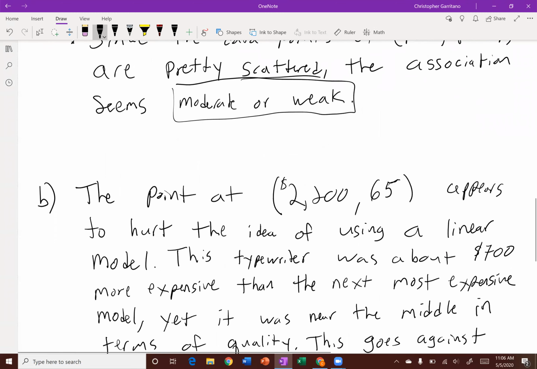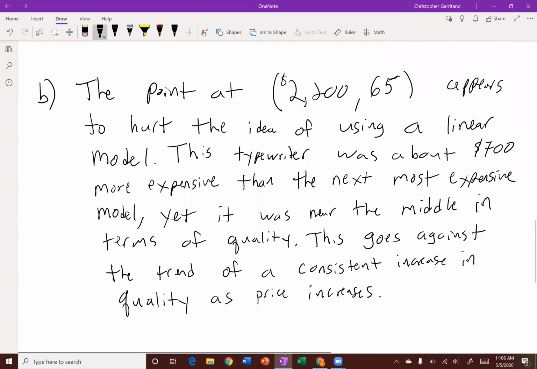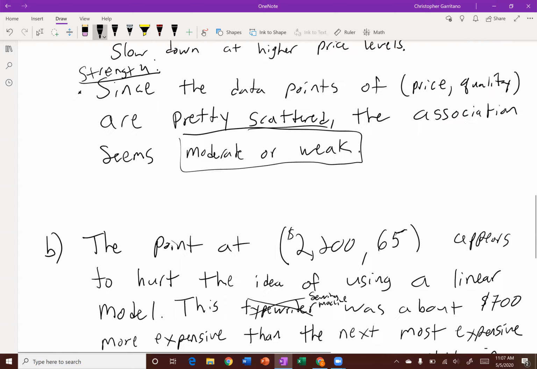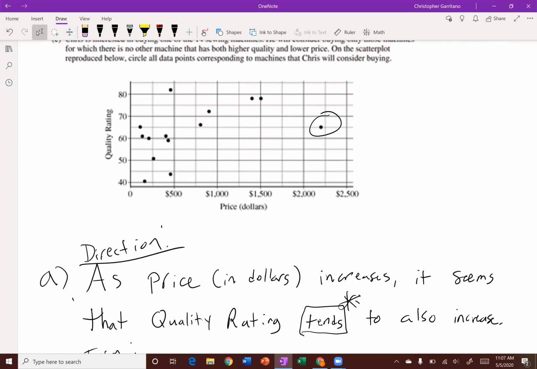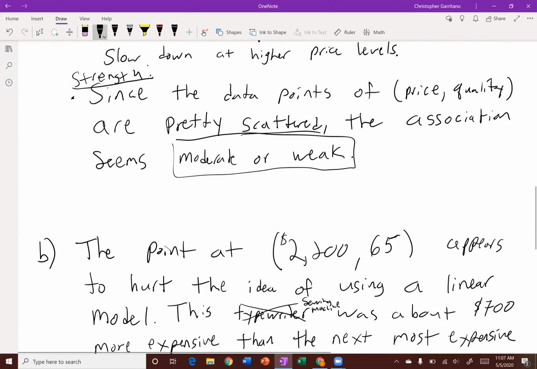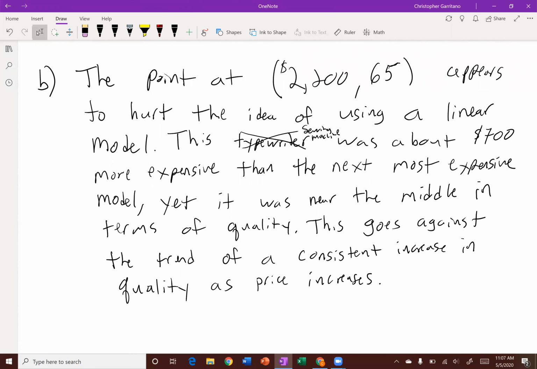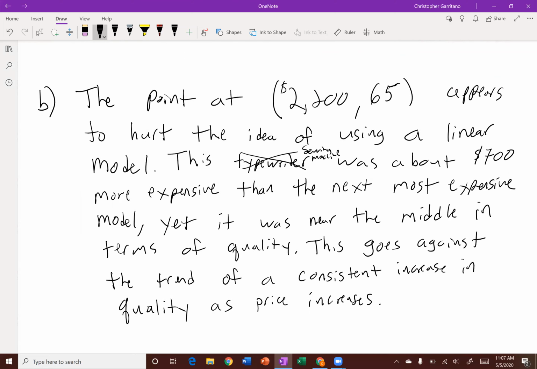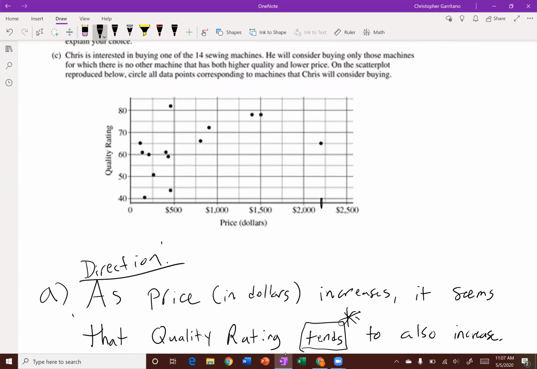And why is that? Well, I wrote that this typewriter, which again, it's a sewing machine, was about $700 more expensive than the next most expensive model. All right, so now I'm using actual quantities to justify my answer. So yes, this is the next most expensive model, and this was about $700 more expensive than that model, yet it was near the middle in terms of quality, right? So we're at the top in expense, but we're in the middle or near the middle in terms of quality.